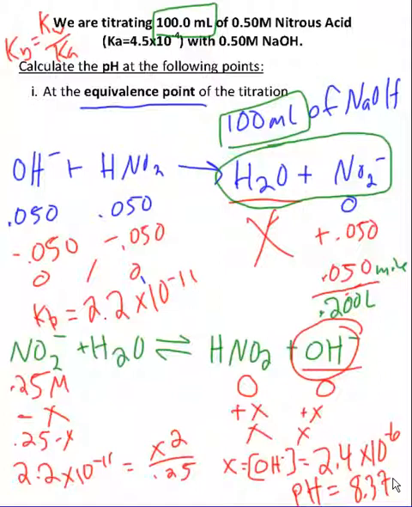Here's where we saw our big spike, because now we have a basic solution. It's a basic salt plus water. So it's basic. We had our big spike in our graph at 100 milliliters of NaOH.